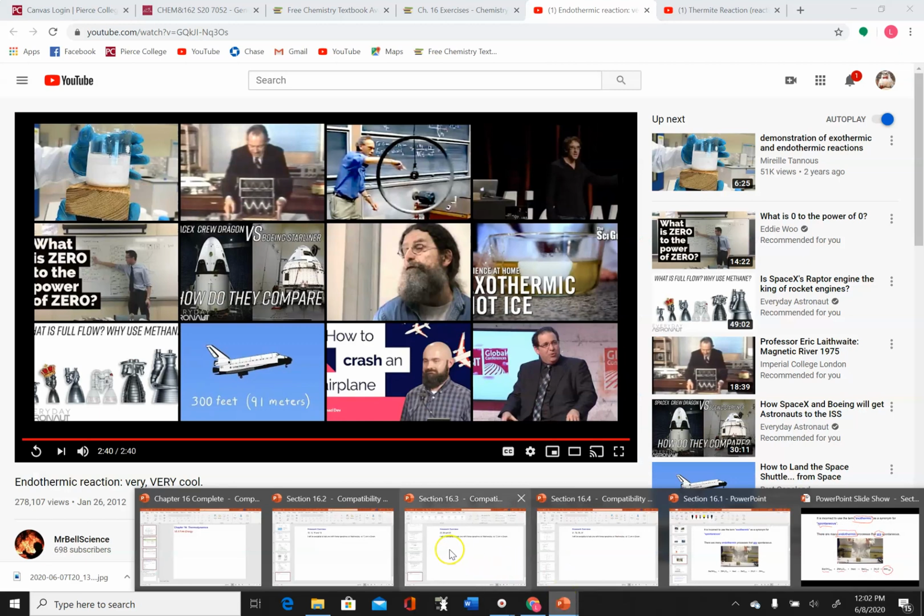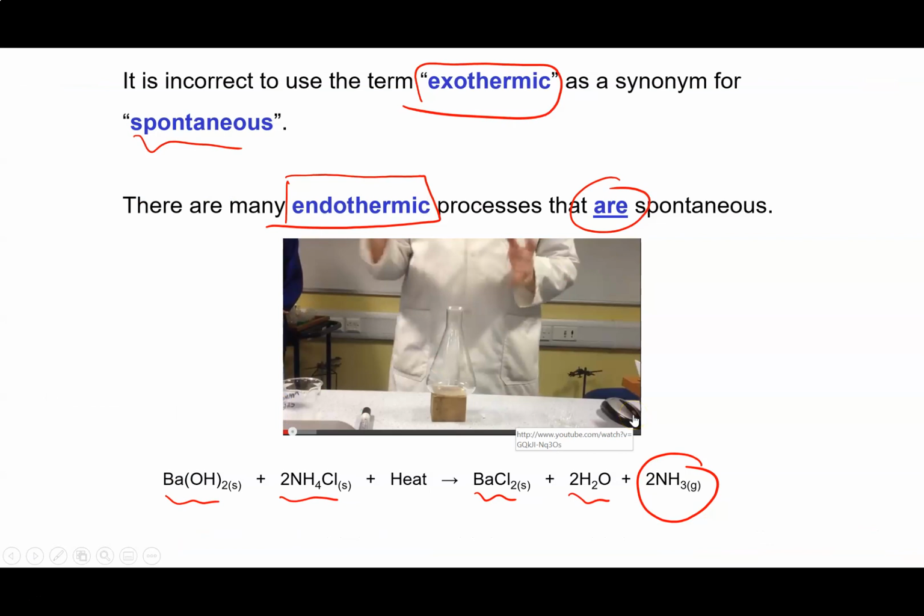So in that video, we see that reaction was clearly spontaneous, but it was very endothermic, and it got down to about -10 degrees Celsius. So that's kind of cool.